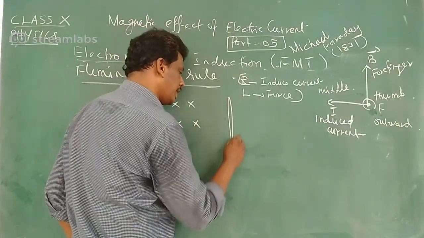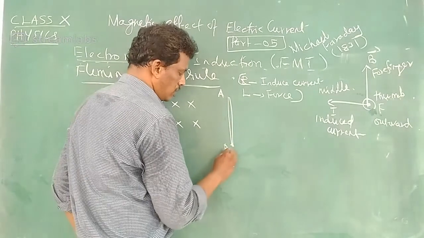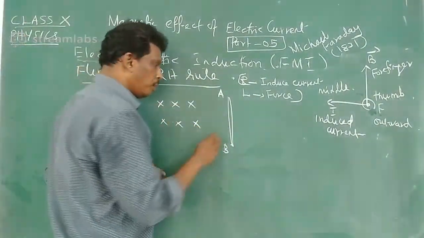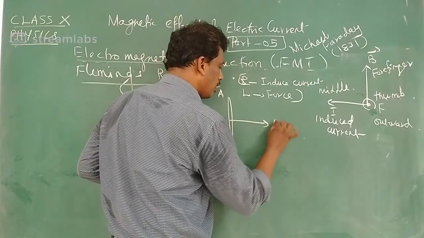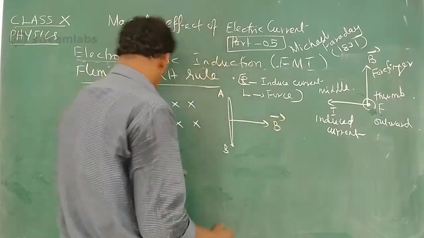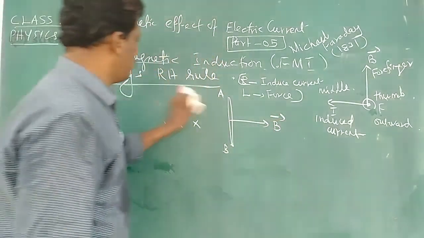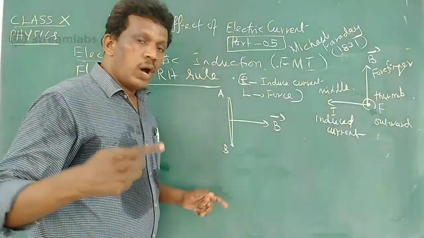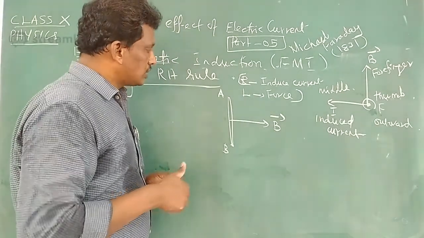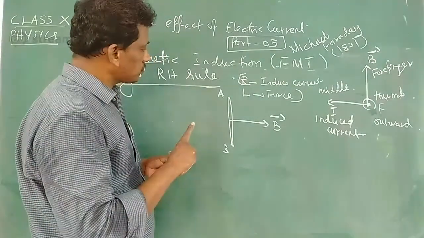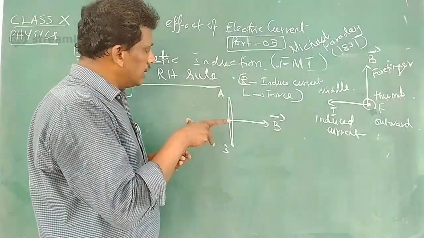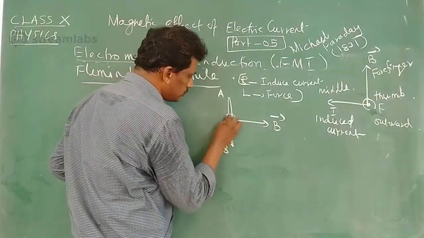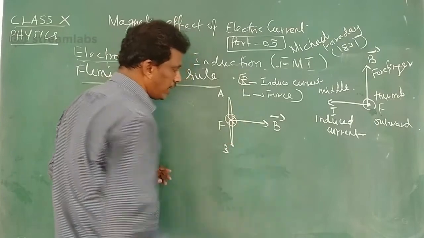Suppose this is the conductor, A, B. We don't know which direction the current is going through. No problem. This is the direction of, suppose, the magnetic field. One more, what do you want? Force. Yes. Suppose the force is acting inward. Force is acting inward.